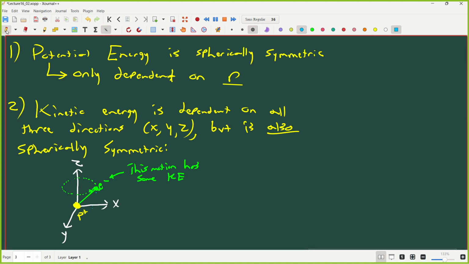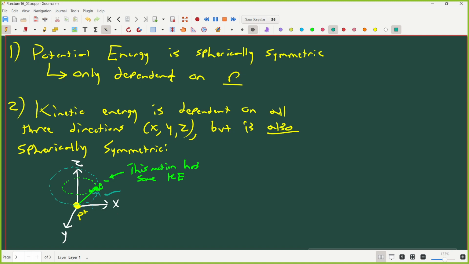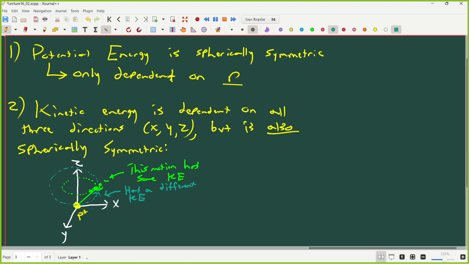So this has some kinetic energy, and of course I could come up with another trajectory that starts at the same place, but maybe looks a little bit wider, like a bigger precession. And this one has a different kinetic energy. So I can convince you that there are multiple ways to move this electron and get different kinetic energies with different x, y, z dependence. So these have different kinetic energies, but the motion is still spherically symmetric.